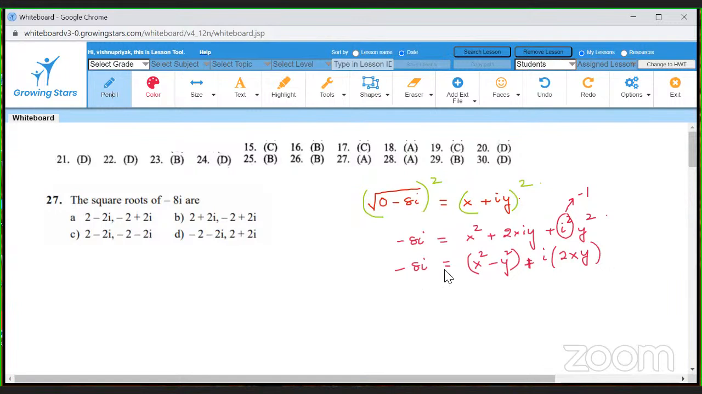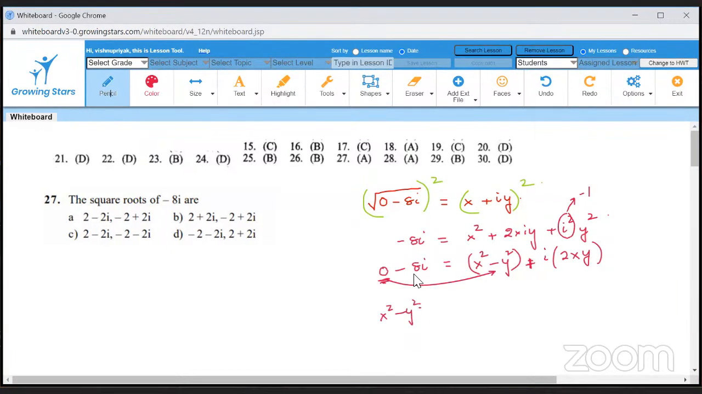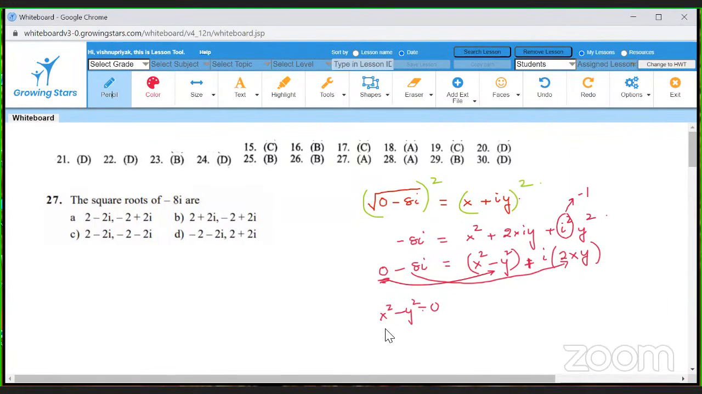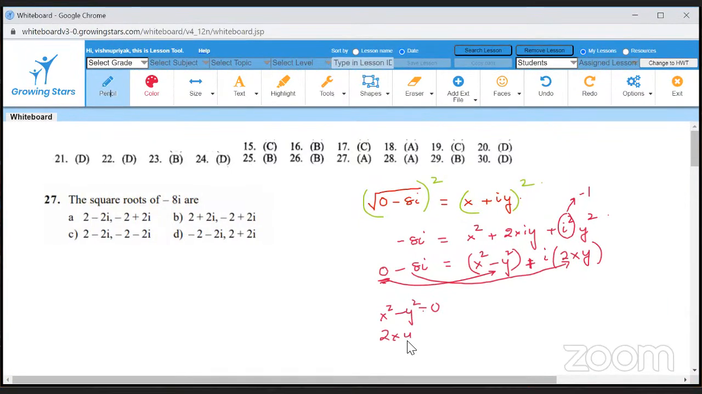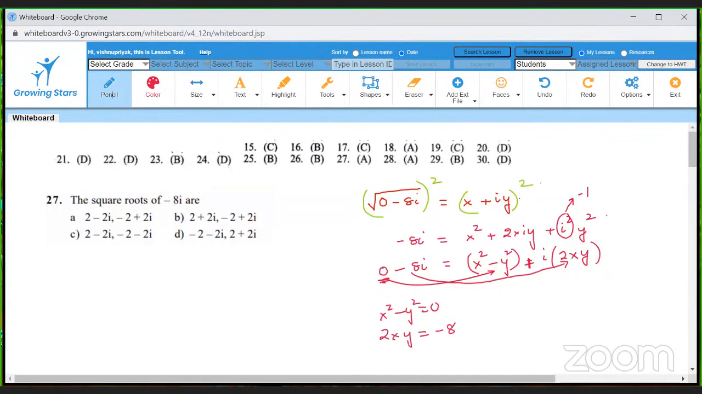So now when I equate both the sides, this side I have 0 minus 8i. 0 I will equate to x square minus y square, and minus 8 I will equate to 2xy. 2xy is minus 8. So this is what I have.